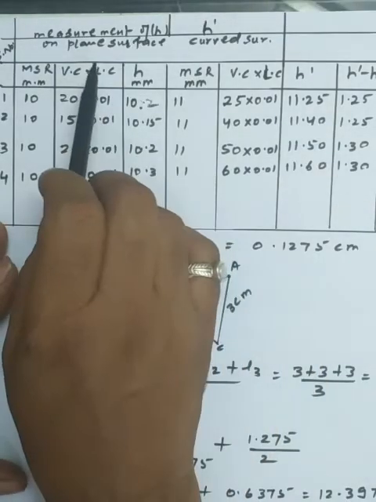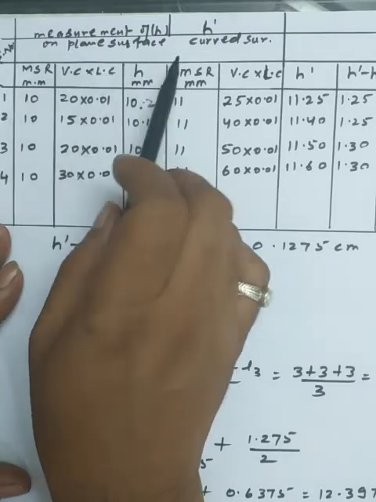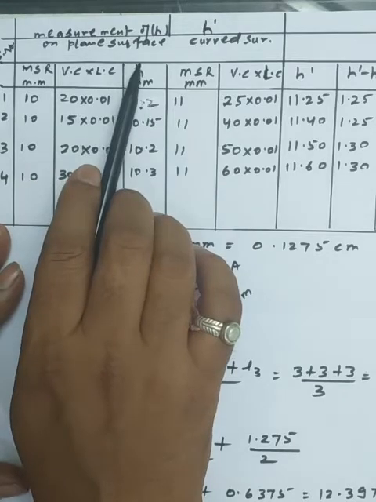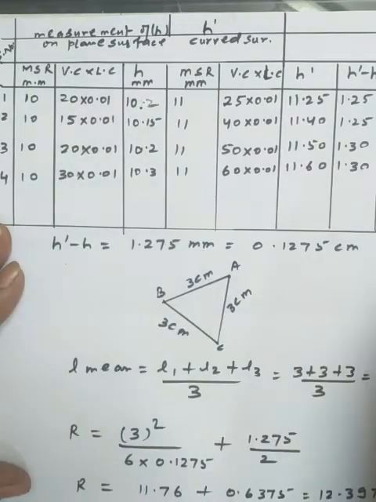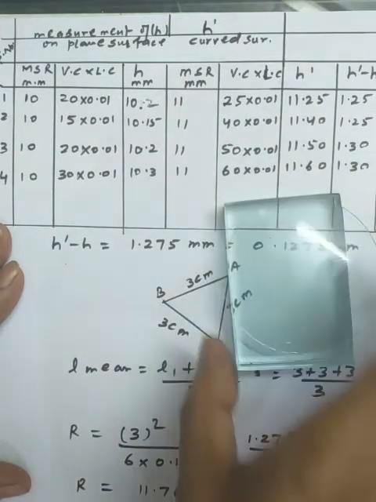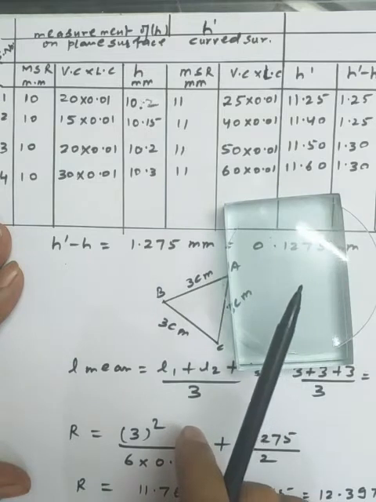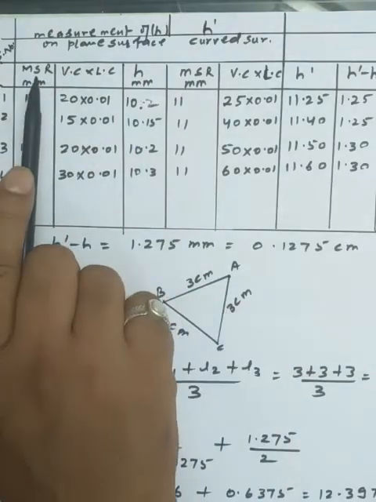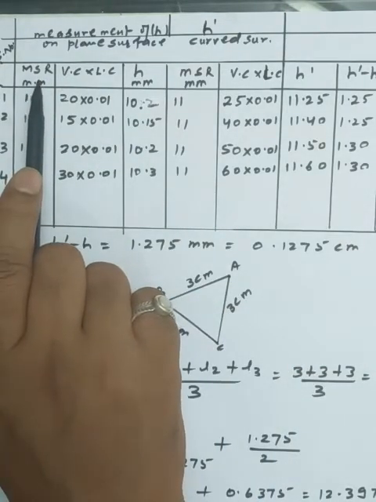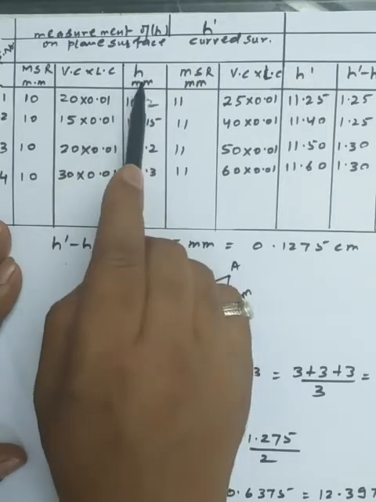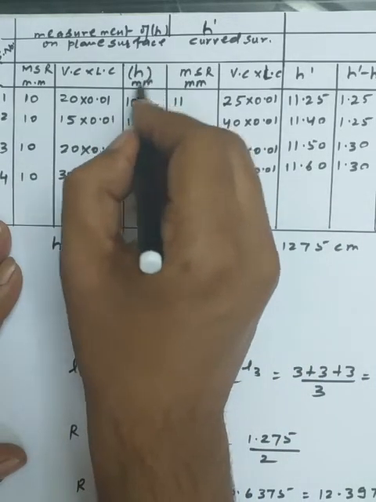Now, dear students, this is the measurement or observation table we have, in which we are taking the reading of the spirometer on two portions. First is the plane surface, that is the glass slab. Now the second surface is the curved surface, on which we are also taking the reading of the spirometer. First, for the plane surface, the measurement of h: MSR plus vernier constant into least count. So this is called h.